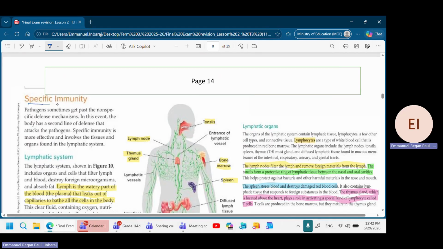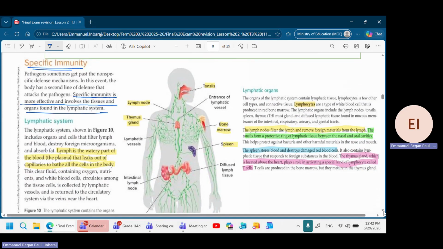Okay, so now specific immunity, working on the target. Specific immunity is more effective and involves the tissues and organs found in the lymphatic system. So what are the specific immunity organs we have? You see, this picture is important, very important. See here, near the throat, you have an organ called the tonsils. Learn this, very important. Tonsil is found near the throat region. Then lymph nodes. These are the lymph nodes. You can find them all over the body.